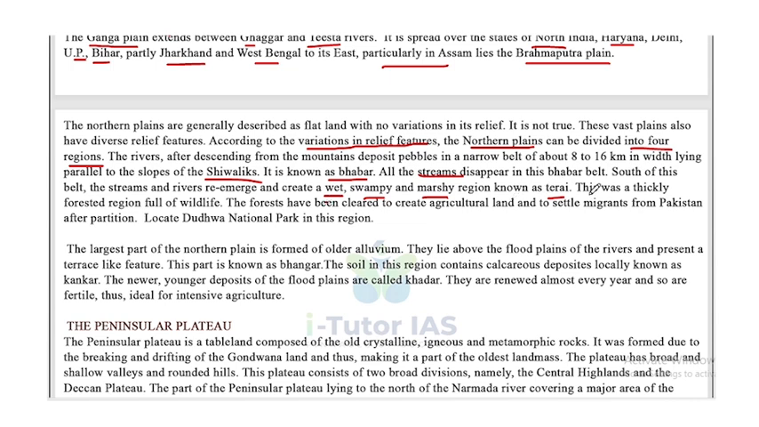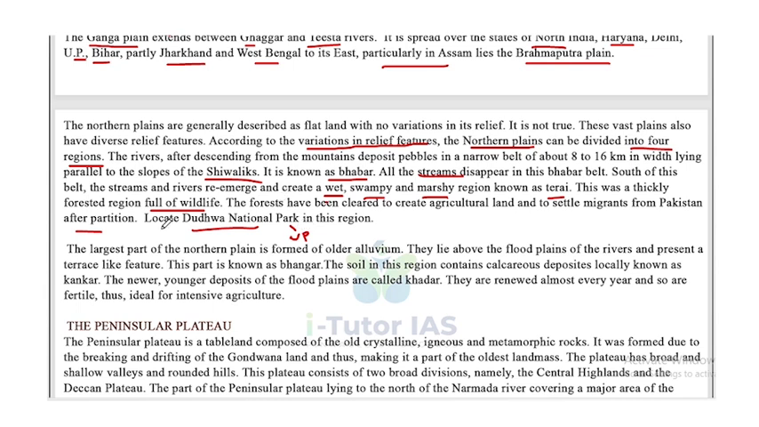And what is the specialty of this region? This was a thickly forested region, okay, and it was full of wildlife. The forests have been cleared to get agricultural land and to settle migrants from Pakistan after partition. Okay, and also the Dudhwa National Park, that is situated in UP, is also a part of this region.